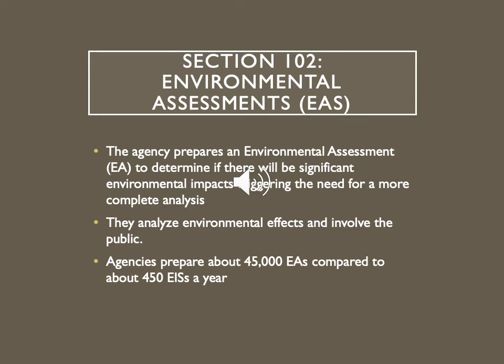There are a couple different types of documents that agencies write under NEPA, and one is considered an EA or an environmental assessment. Agencies will prepare an EA if they're not sure if they're going to have a significant impact on the environment. And so they do this as sort of like a mini NEPA to see if they need to do the bigger version, which is an EIS. They'll analyze environmental effects, they'll involve the public, and this is what's most commonly done under NEPA, these environmental assessments. Agencies prepare about 45,000 of these a year compared to about 450 EISs every year. We're going to talk about EISs in a minute, but those are the documents you prepare if you are going to have a significant impact on the environment.